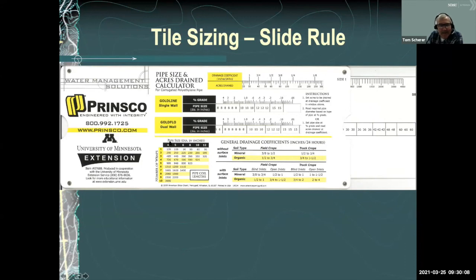We also have down here, they put on there that if you have 4-inch pipe size, 10 rows on it, coil lengths of 3,000 feet. So that's a handy feature to determine how many feet of tile you have. And this is, of course, Prinsco. I don't know if all the manufacturers follow that, but it gives you a quick idea of how much is in a coil.